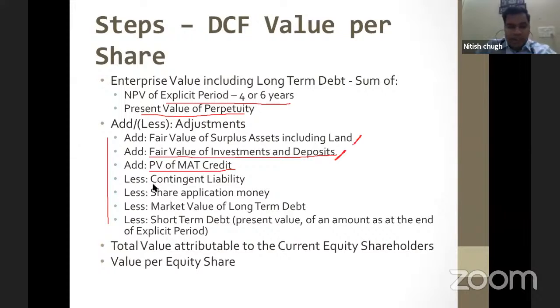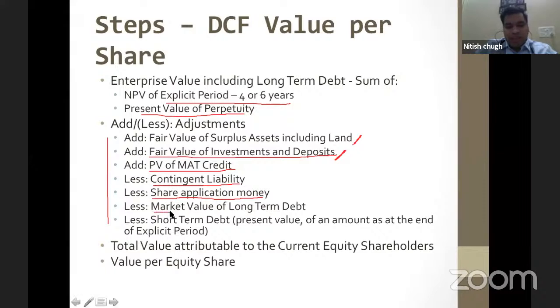Similarly, if there are any contingent liabilities, they need to be reduced on day one itself. Less share application money. Share application money is treated similar to debt, so share application money is also reduced from the enterprise value at day one.